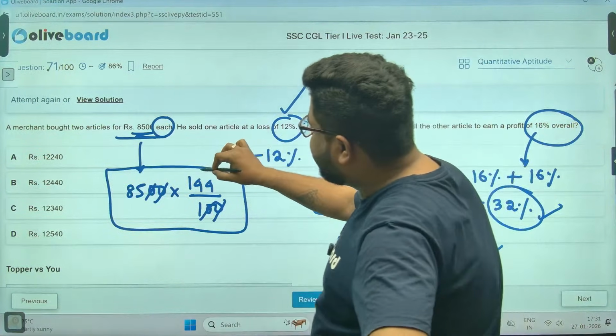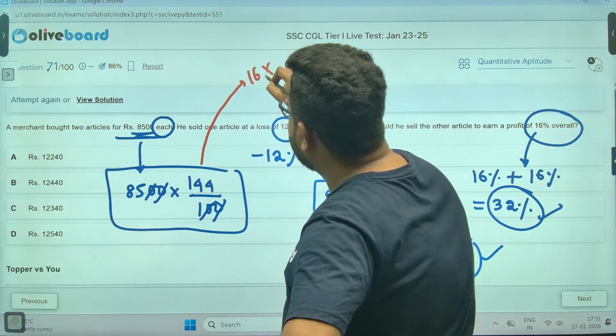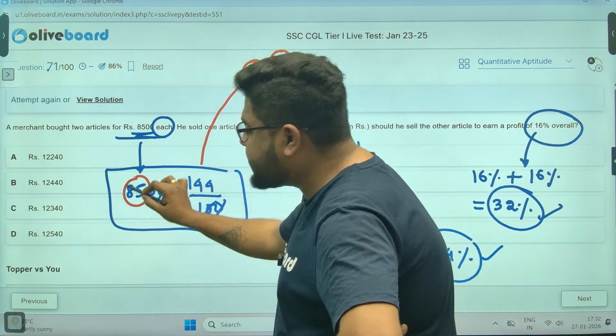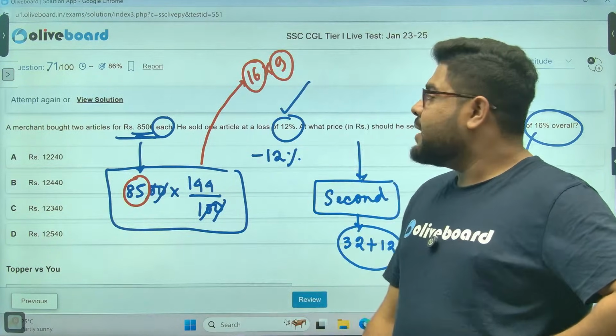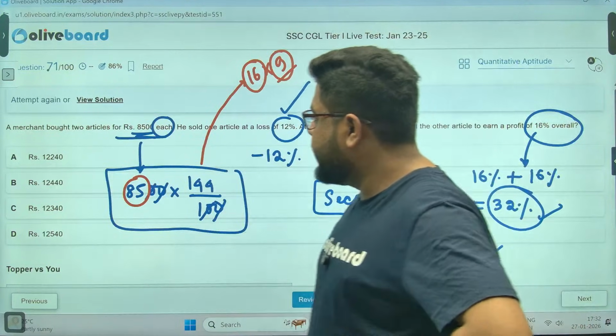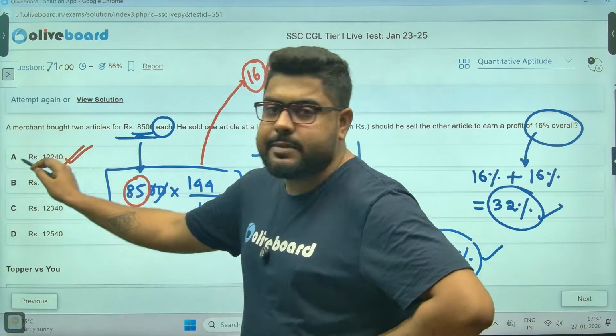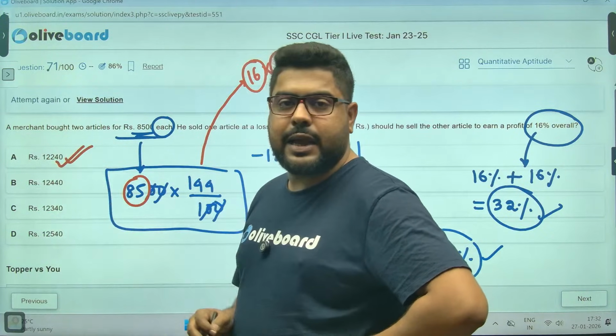Sir, 144, I know it is 16 into 9. Meaning it's a multiple of 9, it's a multiple of 16. If you want, 85 is a multiple of 17 as well. I will check for the 9 multiple. 441, sir, this is a 9 multiple. You see, the sum is divisible by 9: 4 plus 4 is 8, plus 1, 9.